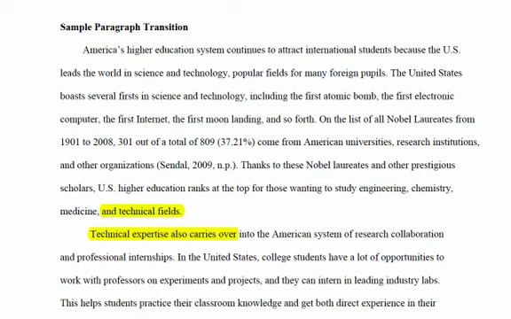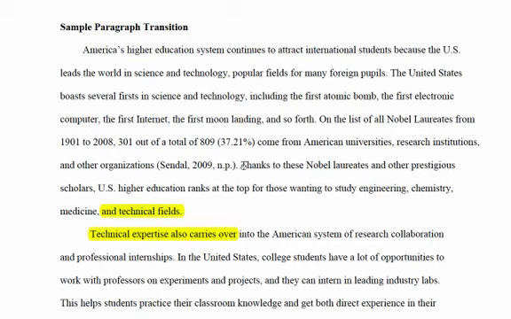The transitions in a college paper need to be much stronger, much more sophisticated. I shouldn't be able to take the paragraphs and just sort of mix and match them and slap first, second, third on any one of them. Here's an example. This is from a paper talking about how international students like to attend American universities. This first body paragraph talks about how the United States leads the world in science and technology. America has had the first atom bomb, computer, internet, moon landing.